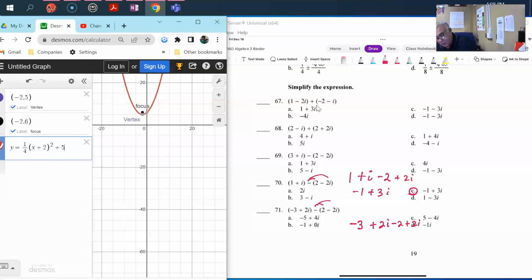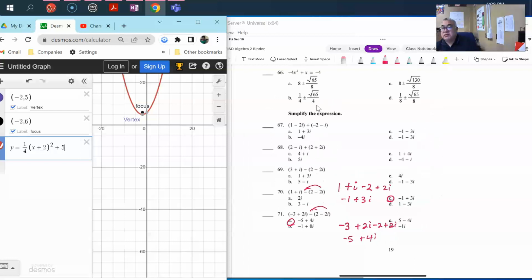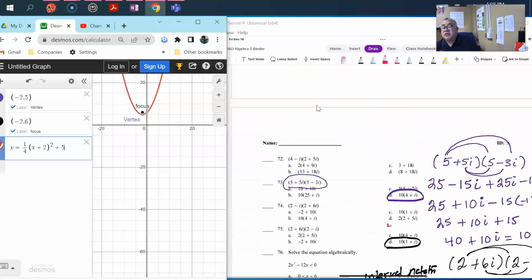-3 plus 2i minus 2 plus 2i. You have to distribute the negative. So it's -5, and then that's 0. -5, unless I did something wrong. It's plus 4i. So your answer is A. So yeah, I saw a lot of kids missing simplifying expressions.